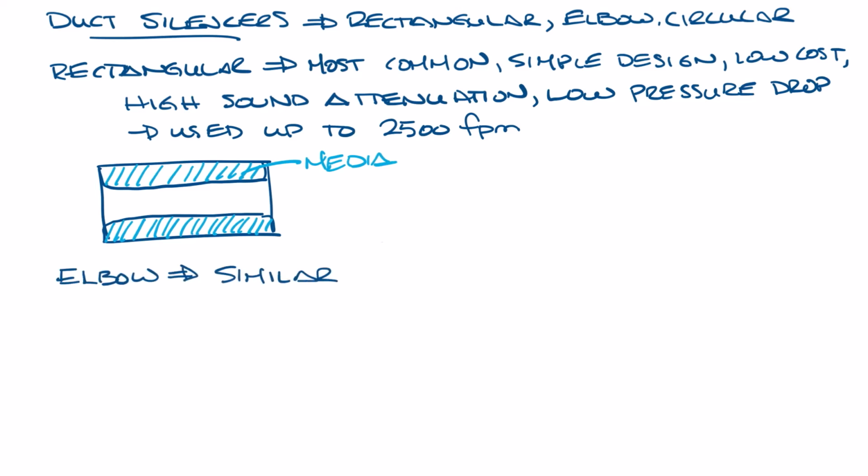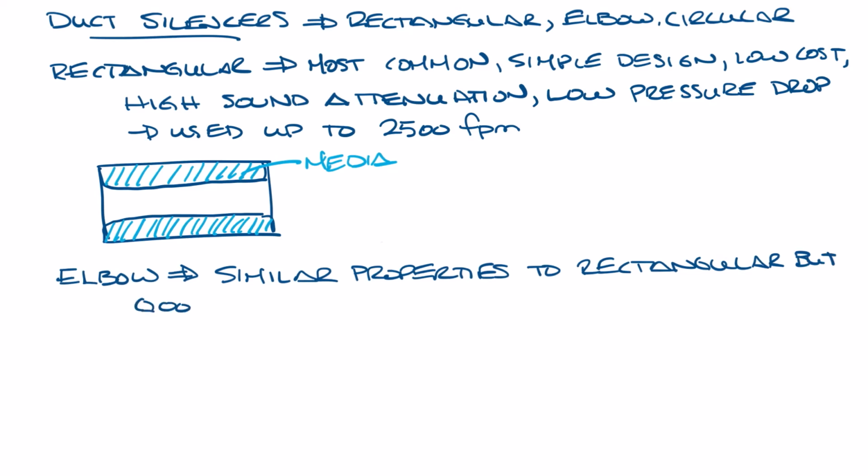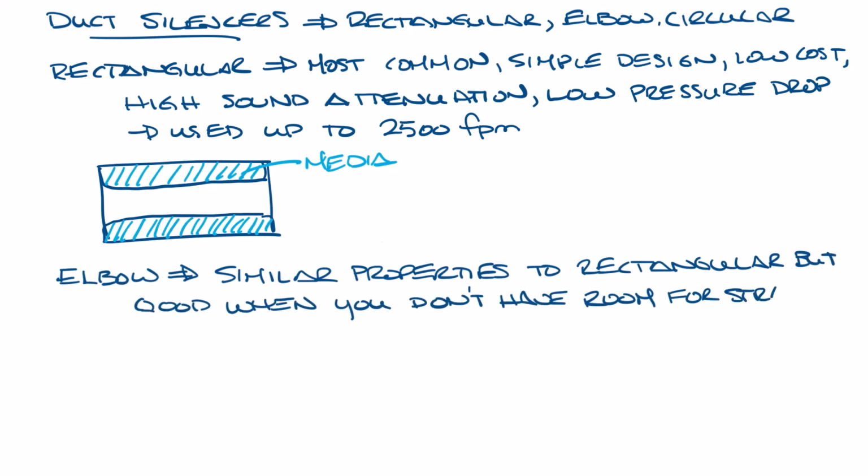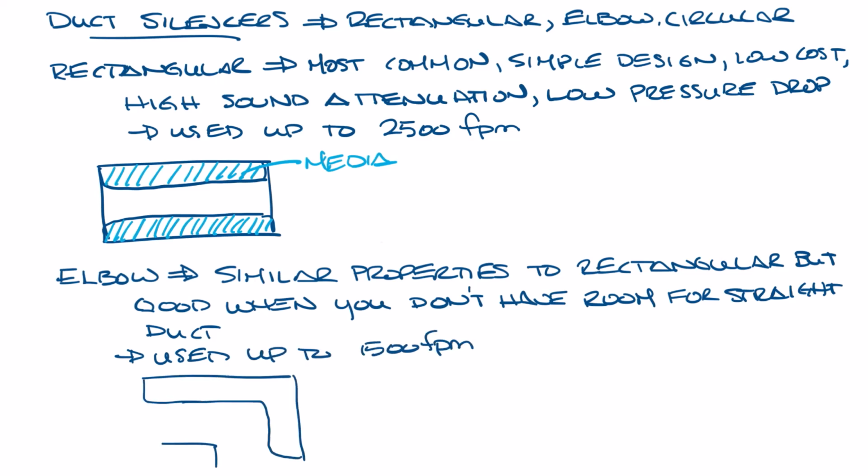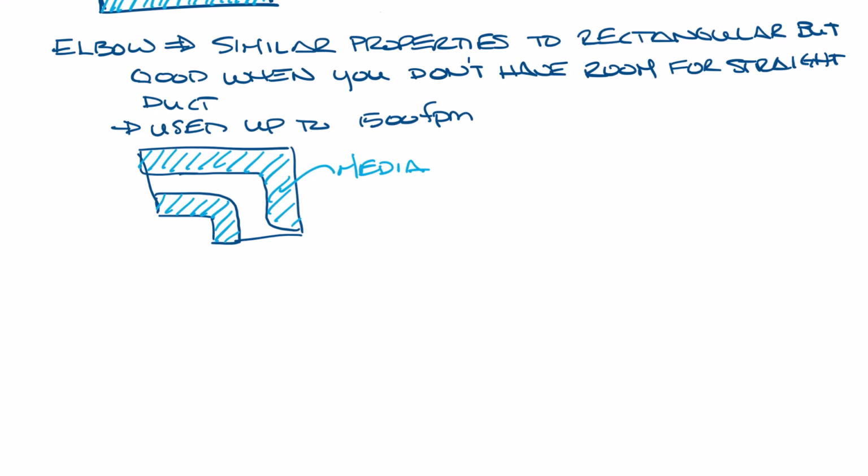Elbow silencers have similar properties to rectangular silencers, but they're good when you don't have room for straight duct. These should be used up to 1,500 feet per minute. They look like this, where the acoustic media would be on the sides here and here. Let's slide it up one more time to talk about circular.